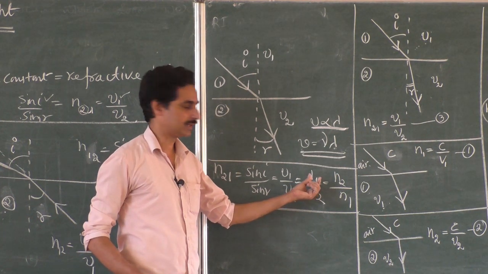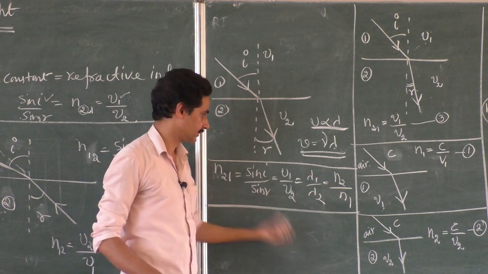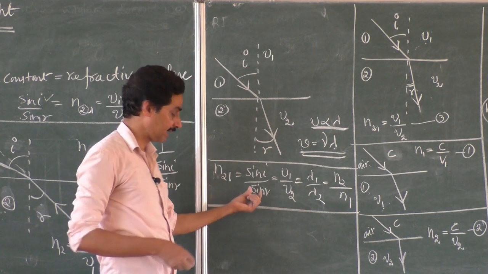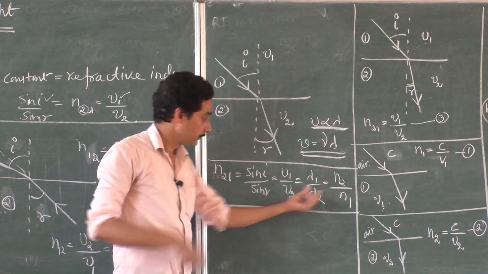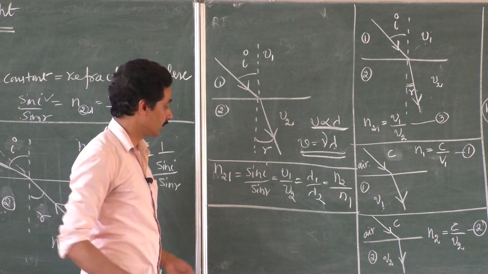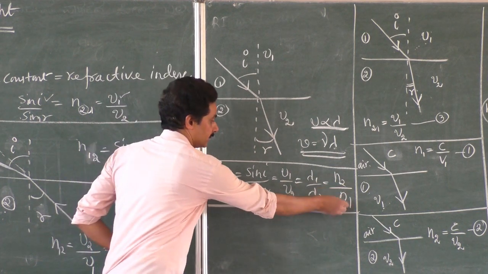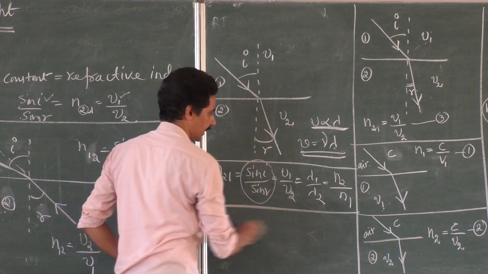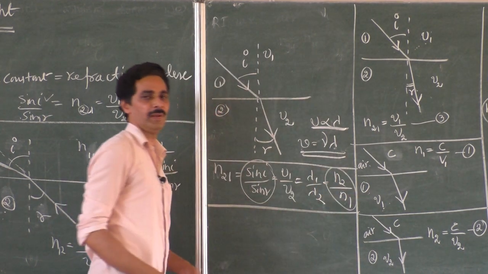See, in any formula, you can see no unit. Lambda, wavelength in meters, no unit, cancels. V1, V2, meter per second, cancelled. Sin i, sin r, mathematical functions, no unit. And here, refractive index, no unit. So here it is N2 by N1, N21. Now take this formula and this formula. This is easy to remember finally.